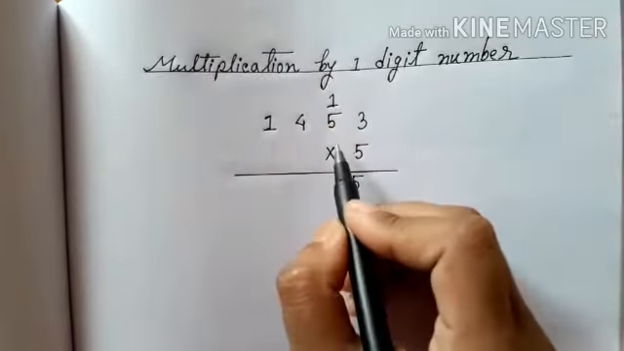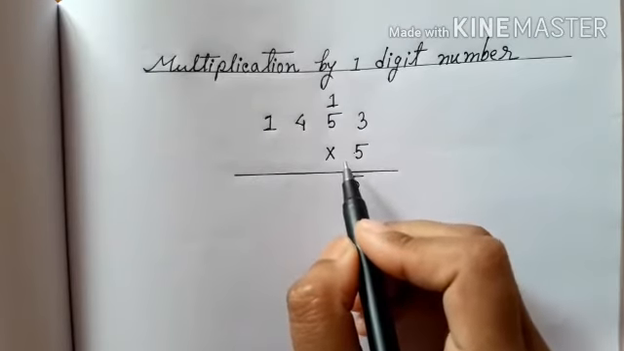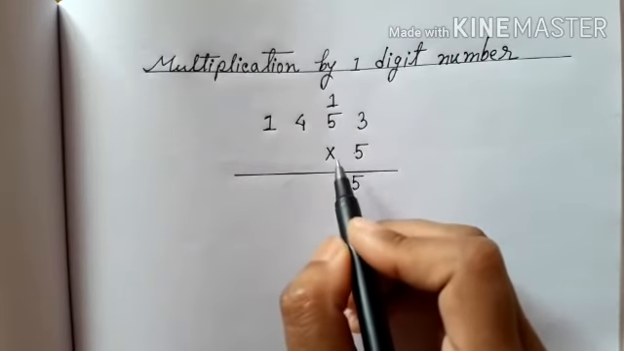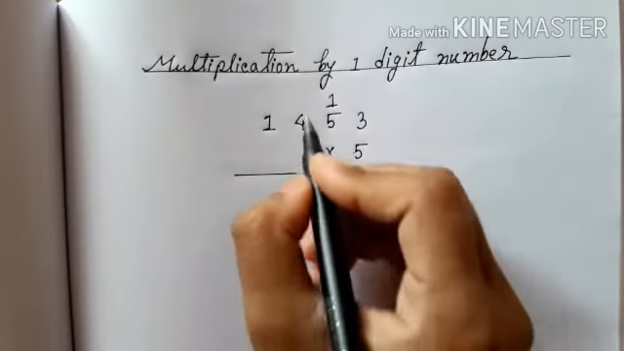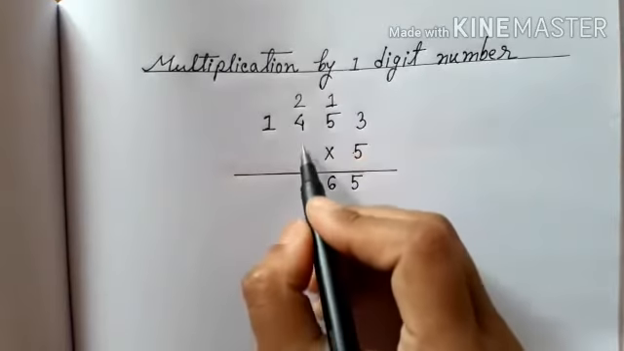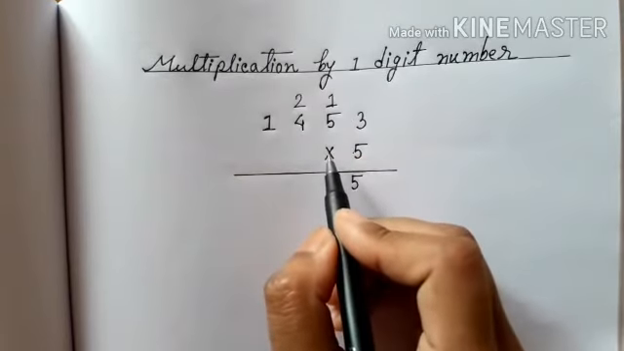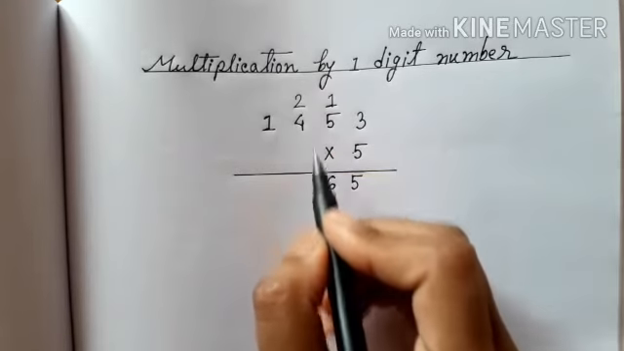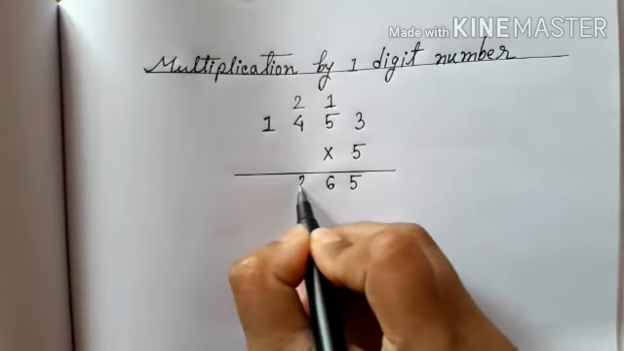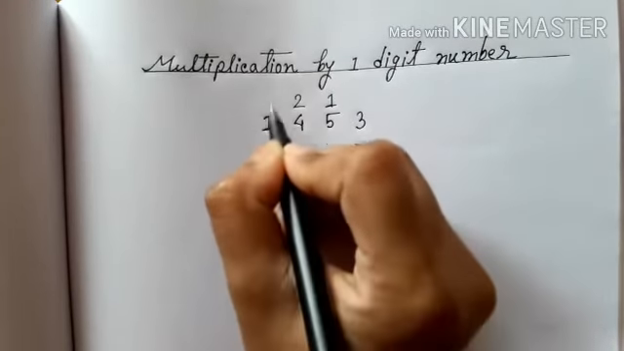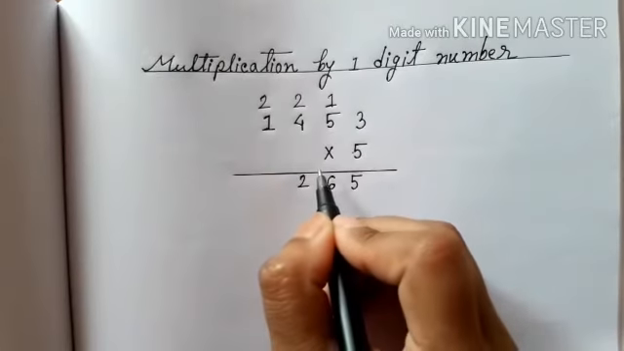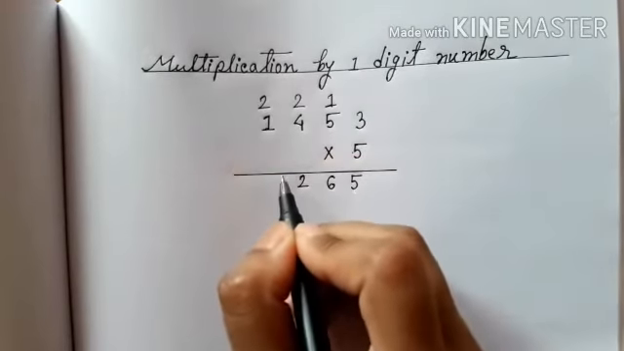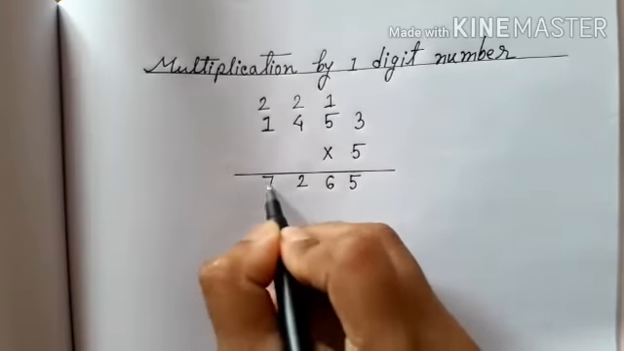Now 5 5s are 25, right? 25 plus 1, 26. So put here 6. Again 2 is carried here. Now 4 5s are 20, right? 20 plus 2, 22. So put here 2 and 2 is carried here. Now 1 5s are 5. 5 plus 2, 7. So put here 7.